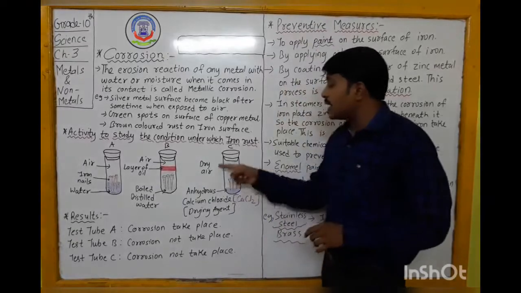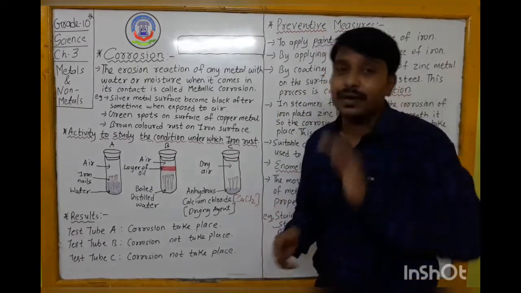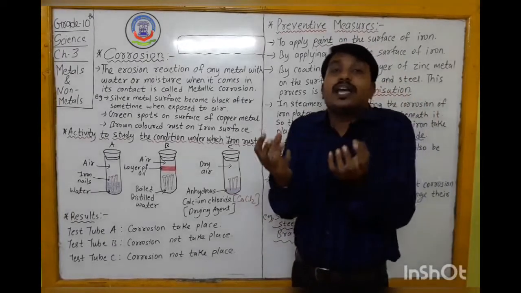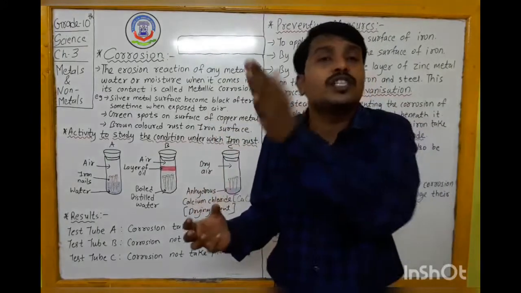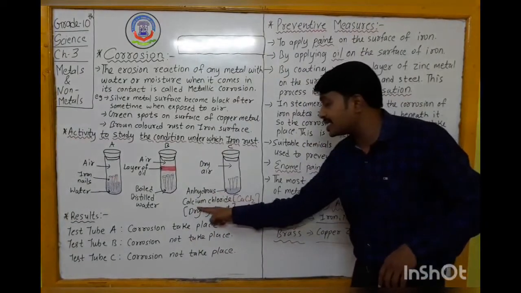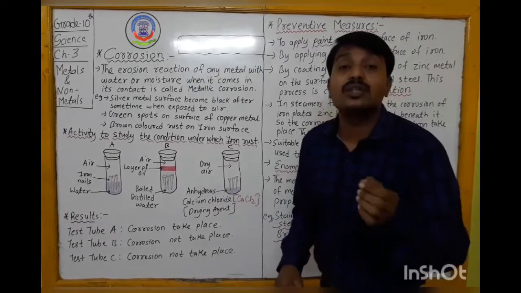Now in test tube number C, what you will see? Now in this test tube, we have put only air. There is no water. Why? Because now you will say, sir, air mein to water hota hai. Yes, our air contains some amount of water, which is known as moisture. But I have added one chemical compound, which is known as calcium chloride, and it's a drying agent.